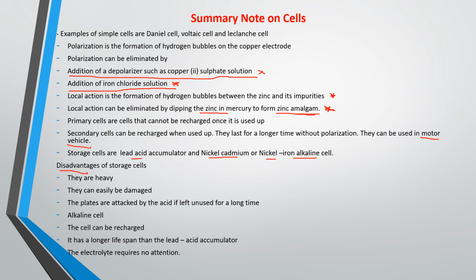Then the alkaline cell can also be recharged. It has a longer lifespan than the lead acid accumulator, and the electrolyte requires no attention. So these are just some of the advantages of the alkaline cell and some of their properties. Please take note of this information. This is a summary of all that we have discussed on the production of continuous charges.